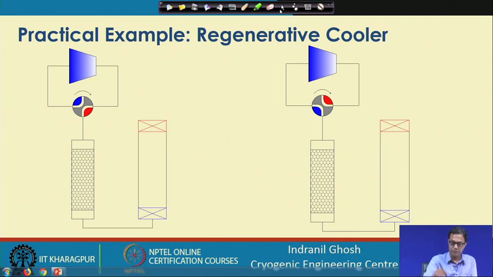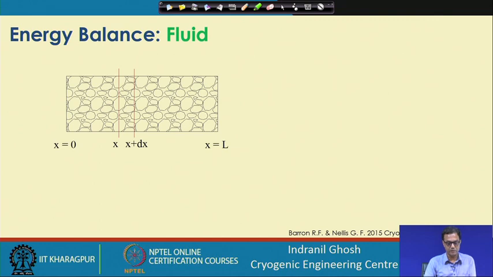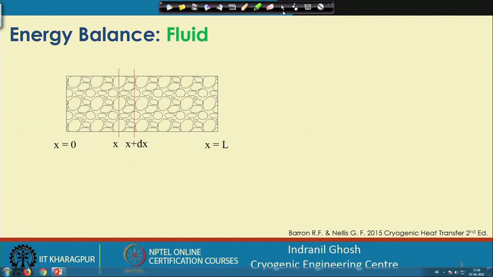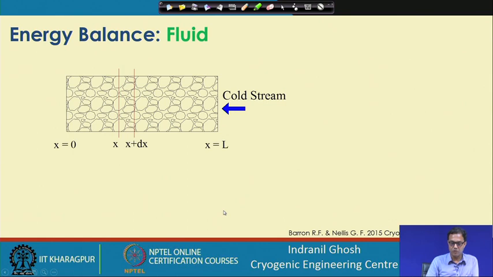Now, with this basic knowledge of the fixed bed regenerator, we move to its analysis part. We understand that in one cycle the gaseous helium, or the hot fluid stream, is flowing from one direction to the other, and in the other cycle the cold stream is flowing from this end to this end, from x equals L to x equals 0.